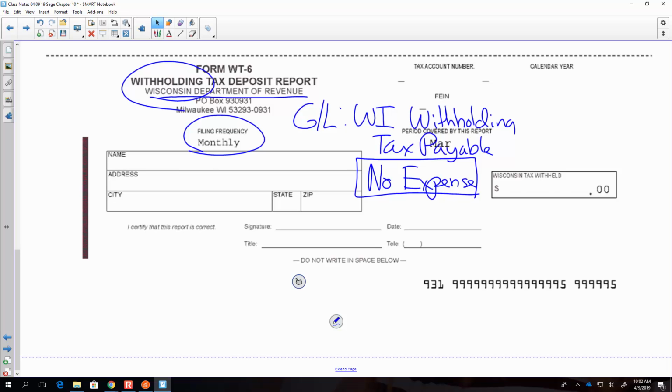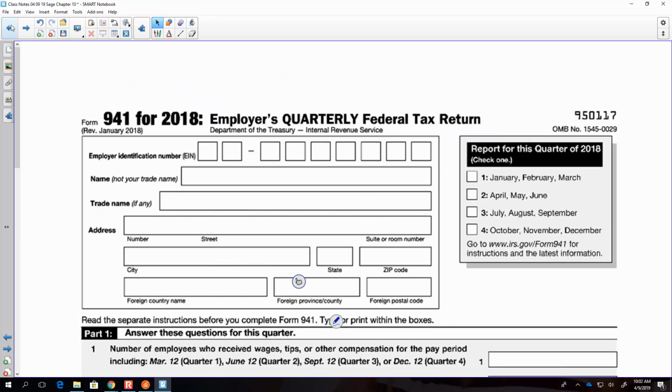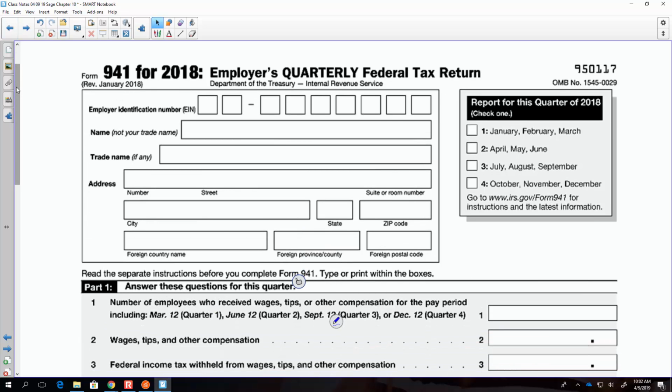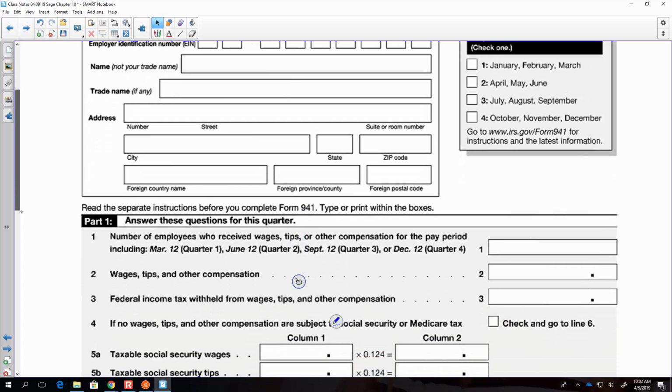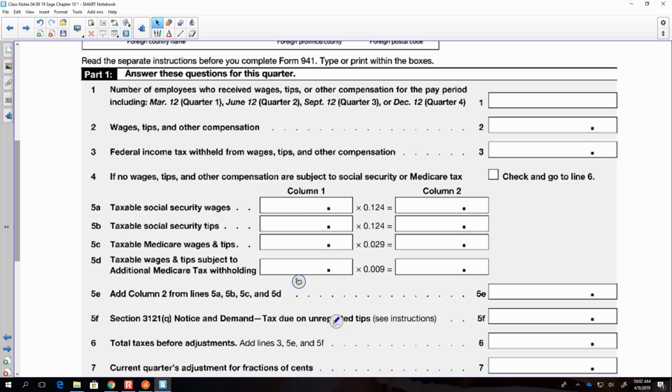The final report I gave to you was the good old 941. We had a whole chapter of this in payroll. Does anybody remember this form? It's for which taxes? Federal. This is a quiz question. I'm going to give you one already. What taxes do I report on this form?